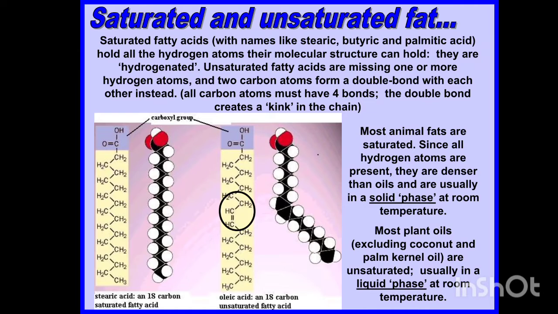As you saw in the image in this PPT presentation, most animal fats are saturated since all hydrogen atoms are present. They are denser than oils and are usually in a solid phase at room temperature. Most plant oils, excluding coconut and palm kernel oil, are unsaturated, usually in a liquid phase at room temperature.